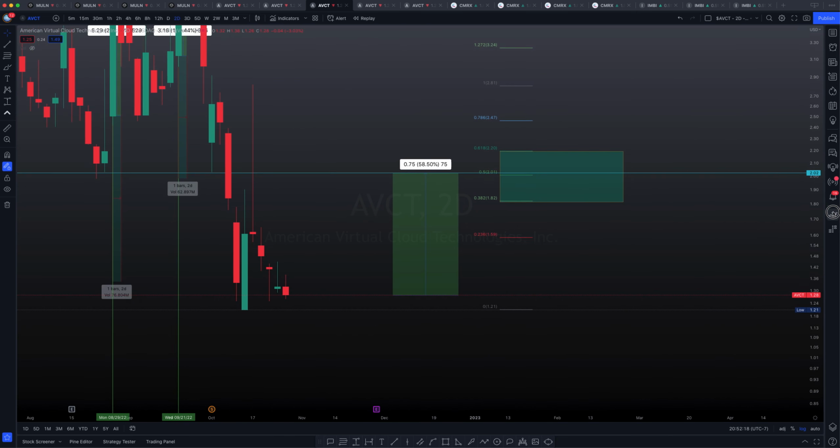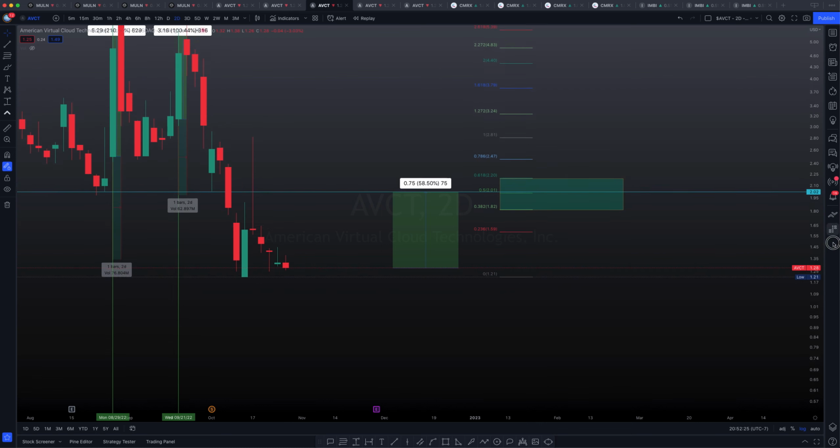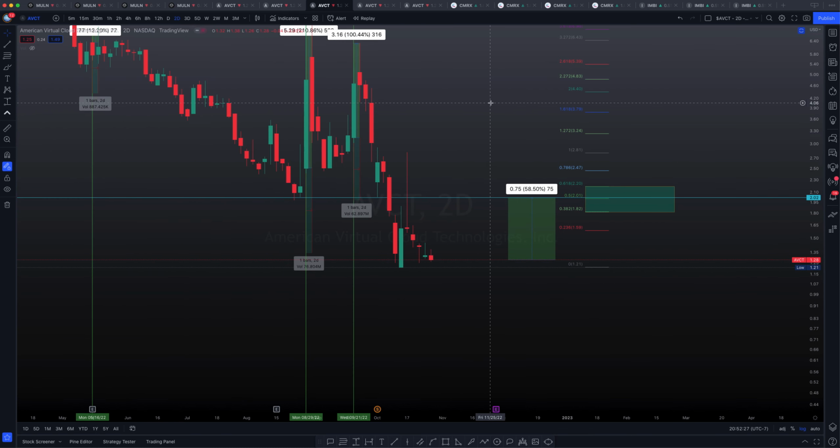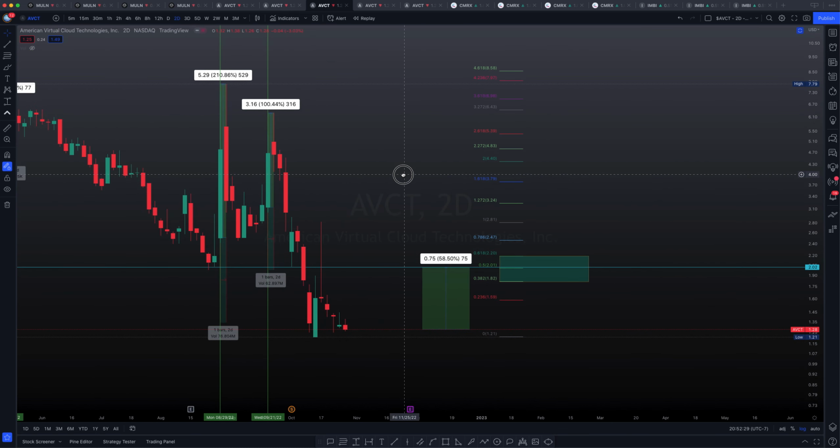So it's very difficult sometimes for us to be able to gauge a target to the downside. But AVCT is not suggesting a downside target. It is suggesting upside for now, you guys. Excuse me.